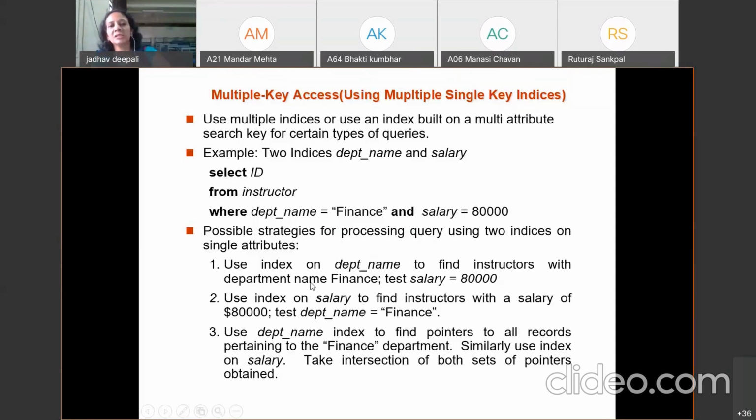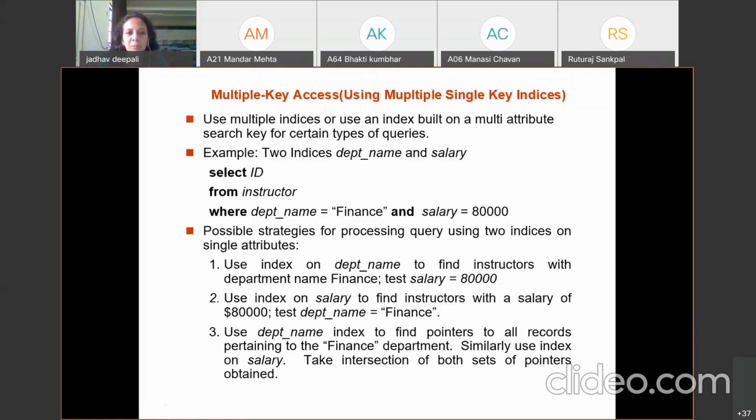The second strategy is to use the index on the salary and find all the tuples with salary equal to 80,000. Suppose there are 5 tuples with salary equal to 80,000, and from those 5 tuples, one by one sequentially select department name equal to finance. So these two strategies are used. The third strategy is that the pointer method is used.